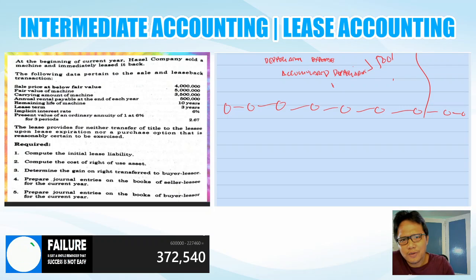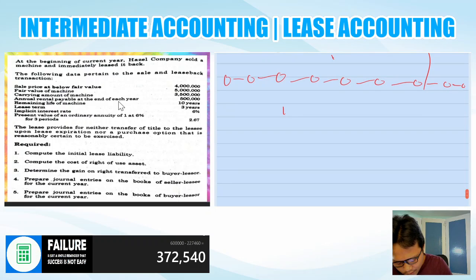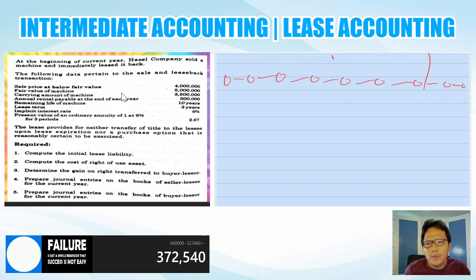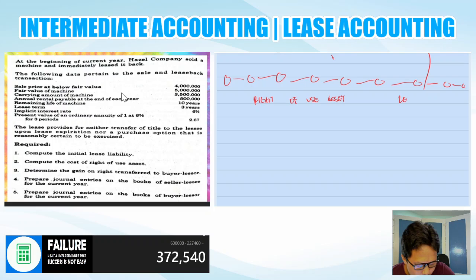Okay? Ito yung illustration natin. So basically, there is a difference of 1 million. Diba? Yung sales price is 4, yung fair value is 5 million. Okay? So, point is, we are to compute for our right of use asset and our lease liability. Diba?